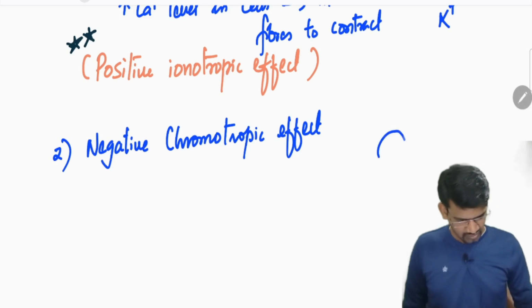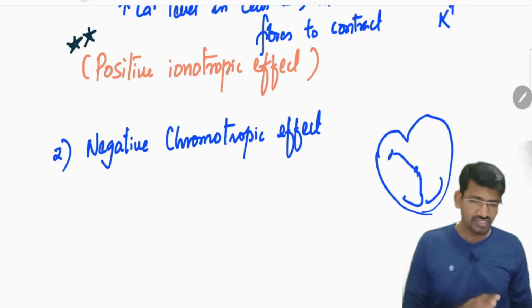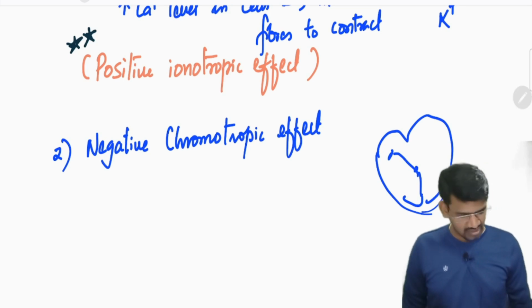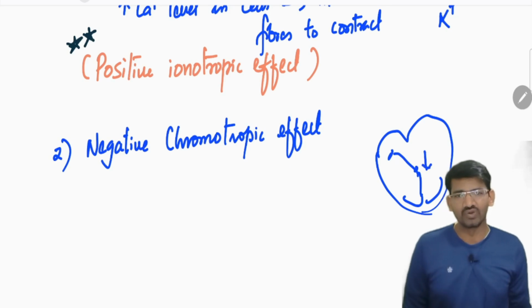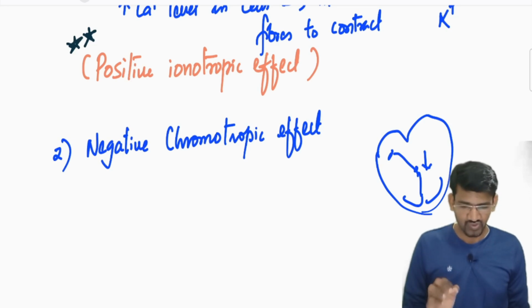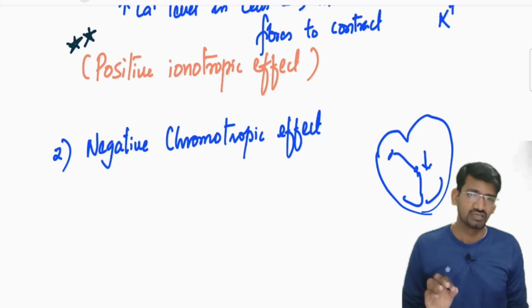As you all know, the conduction system of the heart goes from the SA node, then to the AV node, then to the bundle of His, then the Purkinje fibers. This is how the impulses are generated and transmitted in the heart. But here it decreases the conductivity from the AV node and thereby decreases the heart rate. That is the second mechanism, called the negative chronotropic effect.